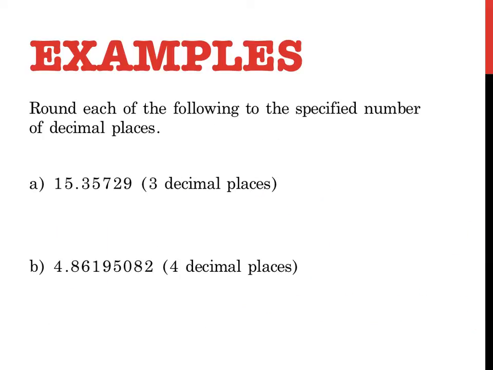Round each of the following to the specified number of decimal places. So this one here wants 3 decimal places. Here's my decimal point. Here's place 1, because that 3 is the first place value. Here's place 2. Here's place 3. The digit 7 is the third place value.